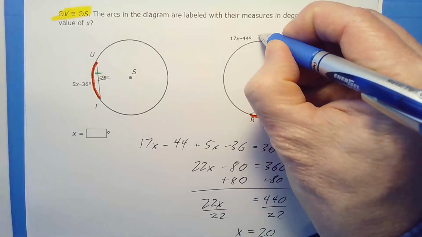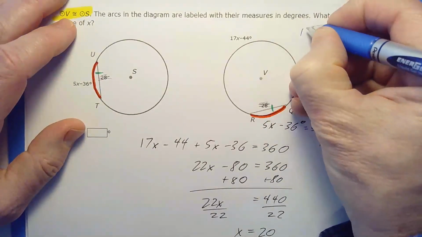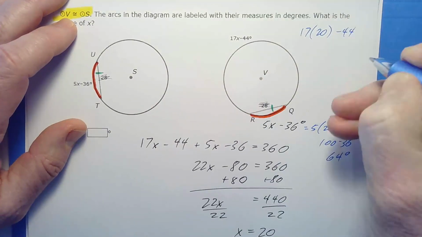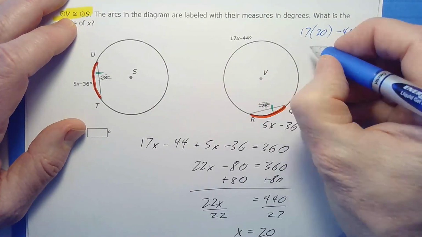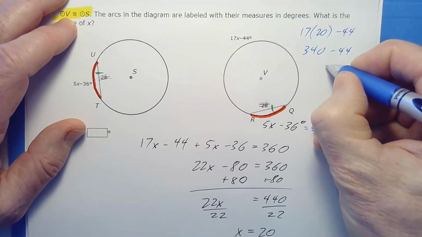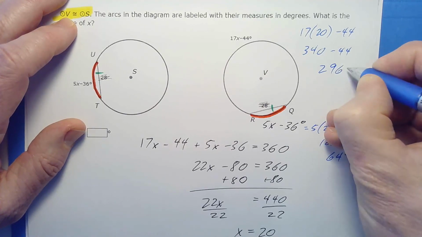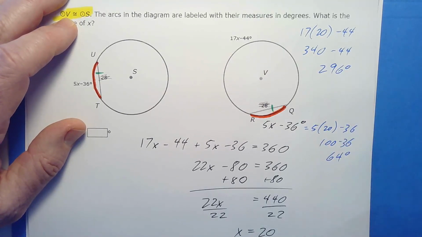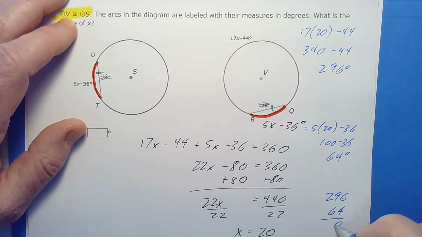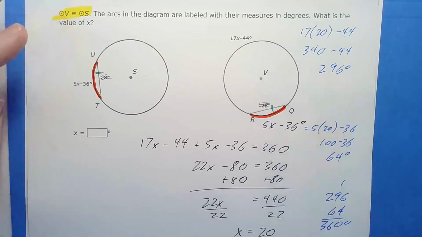Let's put this one over here now. 17x minus 44. So I've got 17 times 20 minus 44. That becomes 340 minus 44, which is 296 degrees. Hey, look, 296 and 64. Sure enough, add those up and you've got yourself 360 degrees. I'm feeling pretty good that I got the right answer.